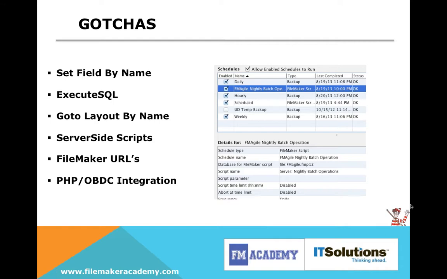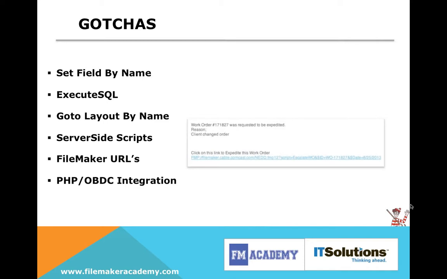Another place to watch out for things that are referenced by name is in FileMaker URLs. This is a fairly new feature in FileMaker 12. In this particular example, I create an email that goes to a supervisor in a particular database when a work order needs to get expedited. The supervisor gets an email, and they can click on a link that opens up FileMaker and runs a particular script. You don't know inside FileMaker that a script can be called from a URL. So that's a good gotcha.